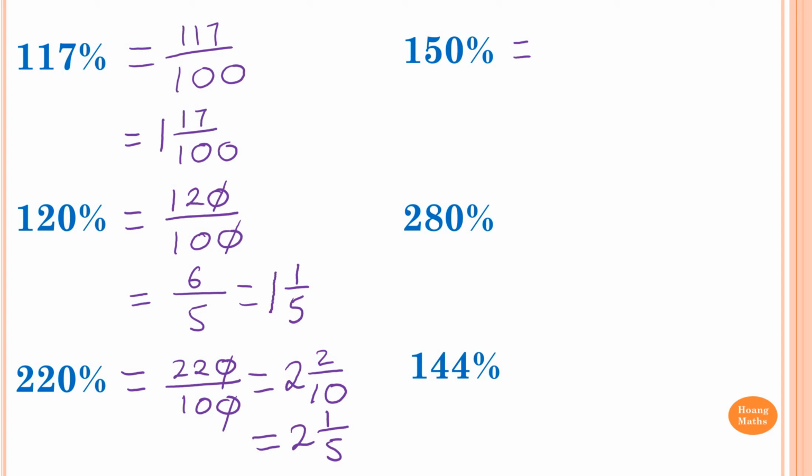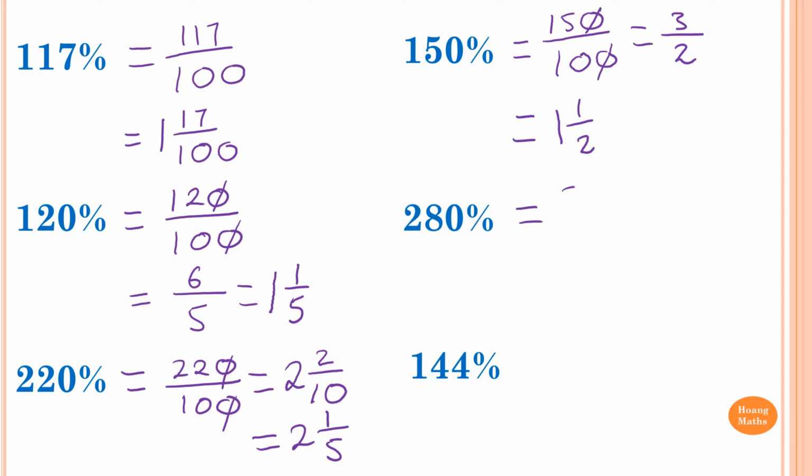So 150%, it just goes 150 over 100. So I just cancel this first. Then that becomes 15 over 10. 15 over 10, both divisible by 5. So 15 divided by 5 is 3, 10 divided by 5 is 2. So 3 over 2, which is an improper fraction. So we need to convert into a mixed numeral. 2 goes into 3 once, remainder 1. So 1 and 1 over 2. There you go.